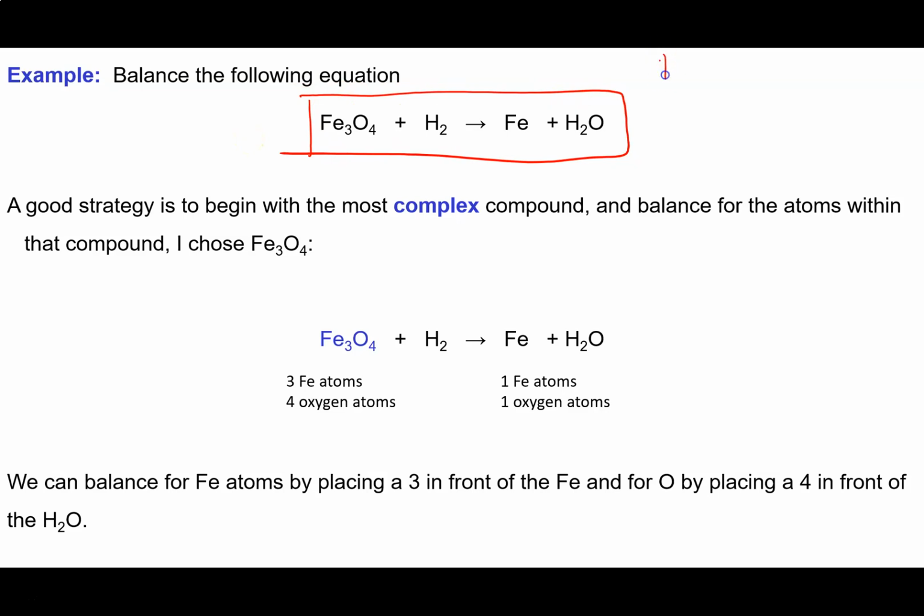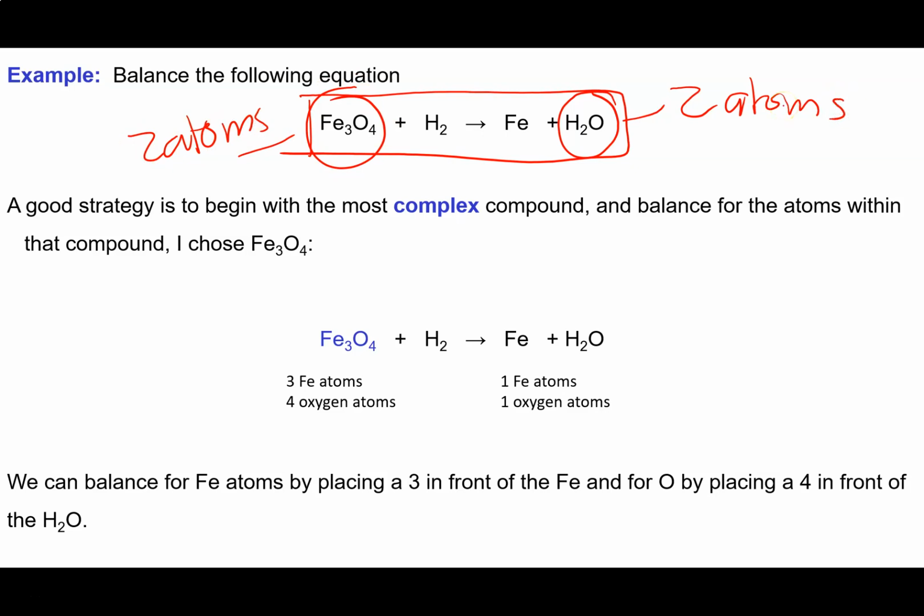You can see immediately that it's not balanced because we've got 3 irons on the left and only 1 on the right. And then also if we look there, we have 4 oxygens on the left and only 1 on the right. So you kind of know that it's out of whack pretty much immediately. So my strategy for balancing is to pick the substance that has the greatest variety of atoms. And so there's 2 things here. This one's got 2 atom types, and this one here has 2 types of atoms as well.